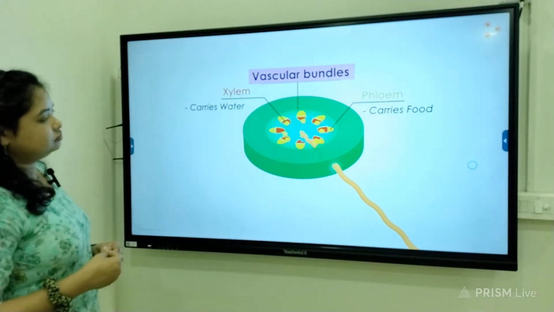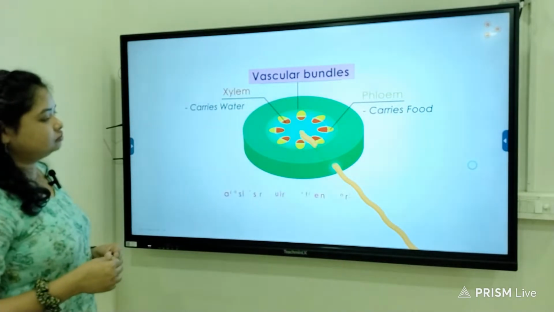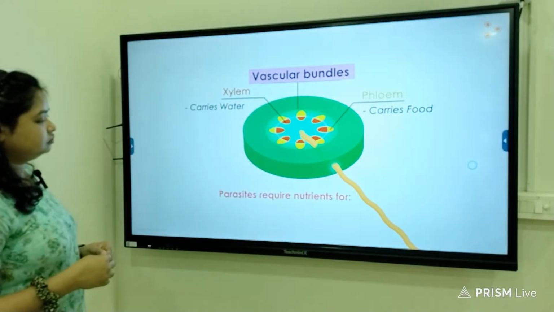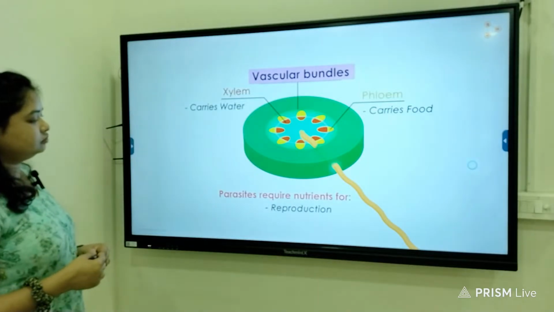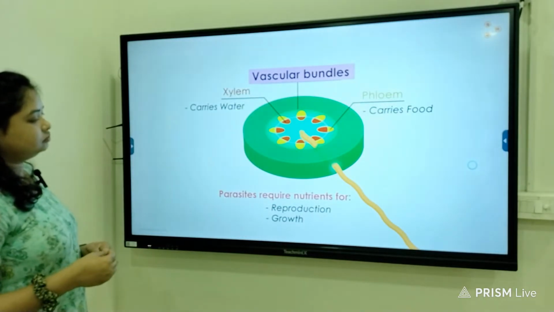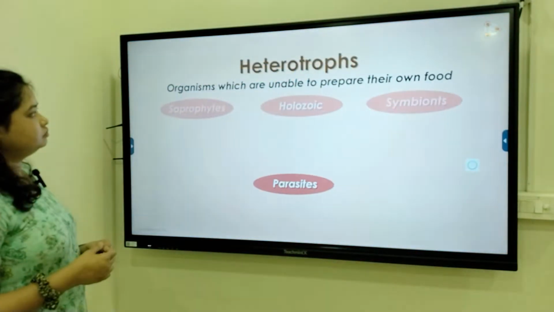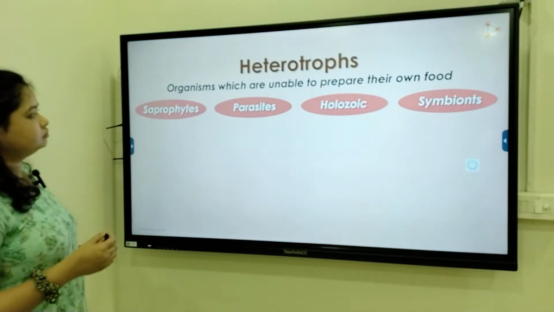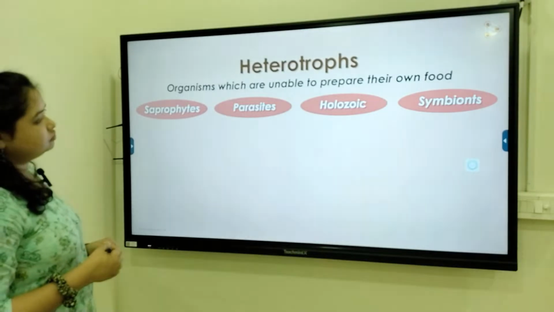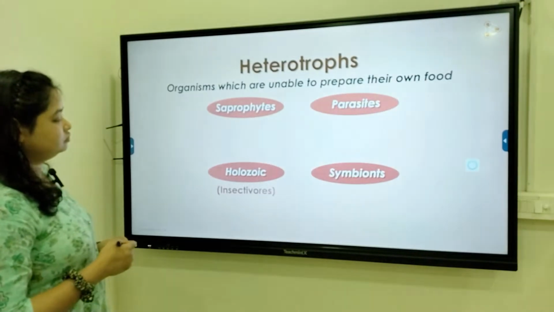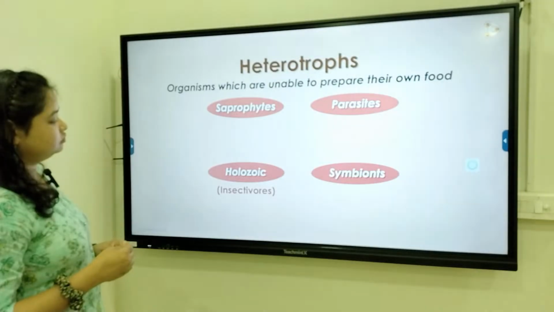All parasitic plants work in a somewhat similar manner. They require nutrients to carry out essential functions, including reproduction and growth. Plants are indeed unique, and so are the methods of synthesizing or acquiring food from nature. Now let us move on with the list to learn more about other heterotrophs. We will talk about symbionts and insectivores, the types of heterotrophic plants, in the upcoming videos.